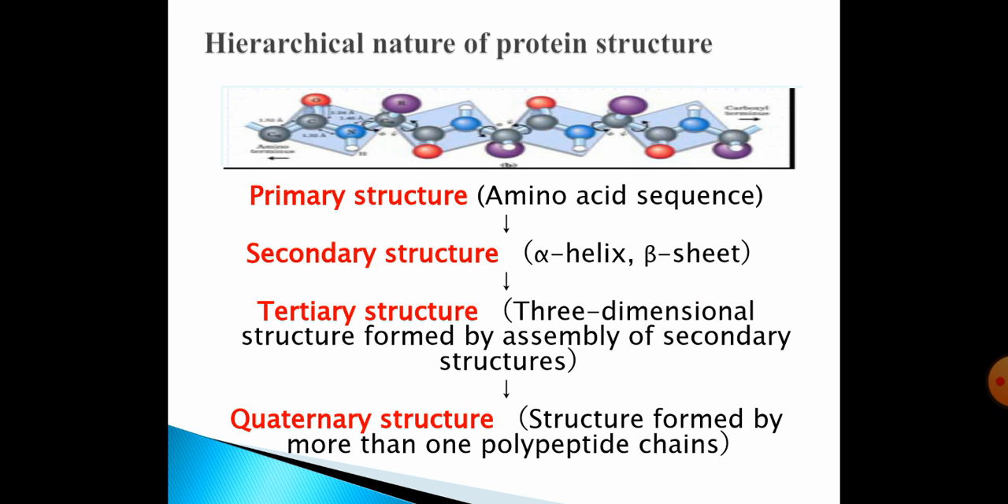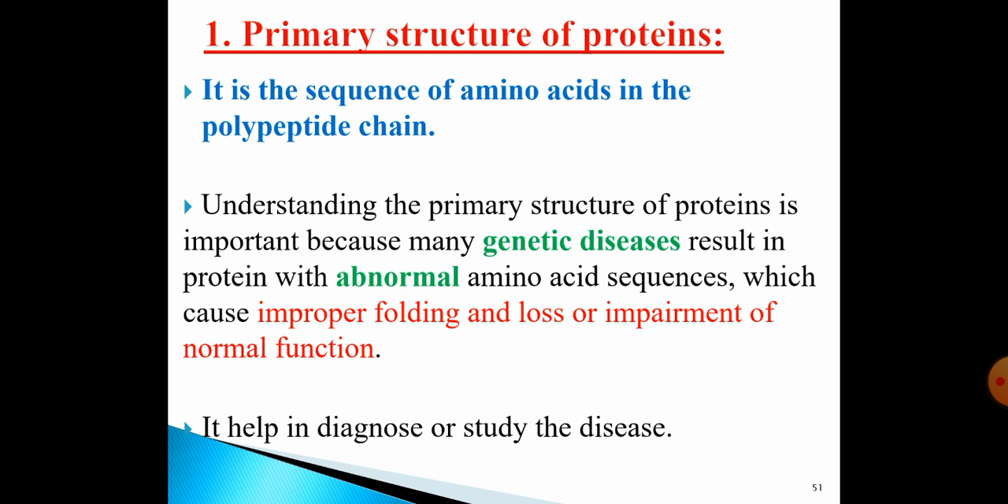Primary structure talks about the amino acid sequence, only the peptide bond sequence, single lines of amino acids. Secondary structure: I talk about alpha helix and beta sheets. Tertiary structure: we talk about the three-dimensional, 3D structure. Quaternary structure is formed by more polypeptide chain units. So let me talk about the primary structure of the protein. As I told you, it is the sequence of amino acids in the polypeptide chain.